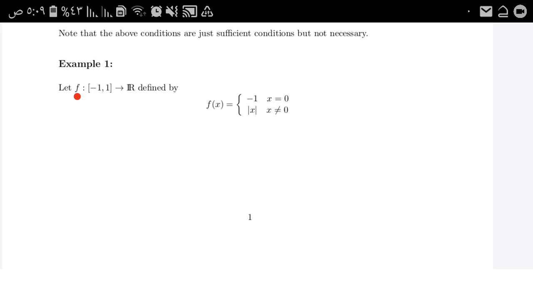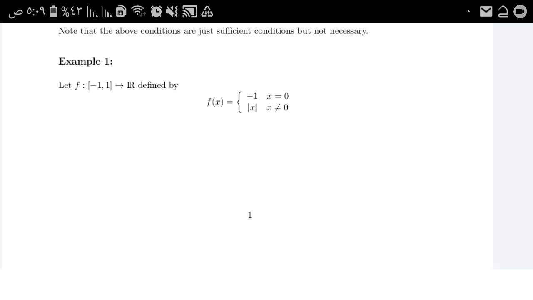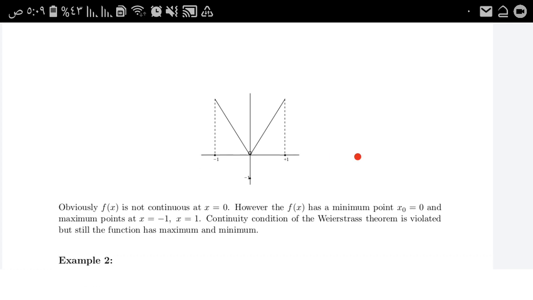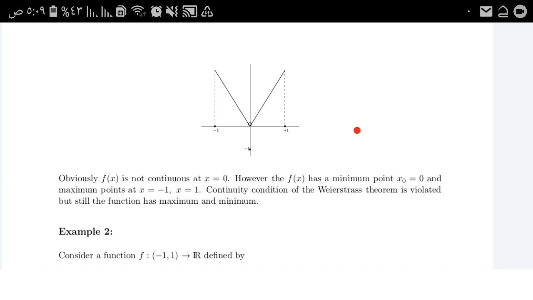Consider this function, the function f from -1 to 1 to R. f(x) is -1 when x is 0, and the absolute value of x when x is not 0. So in the next slide, you can see the diagram of this function. This is the part of the function f.